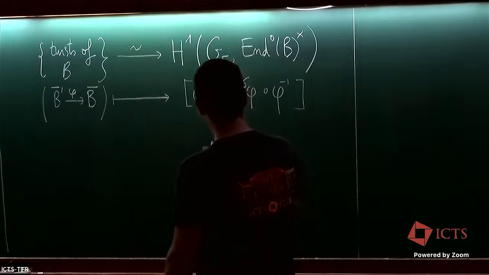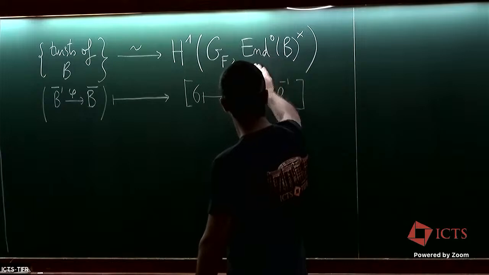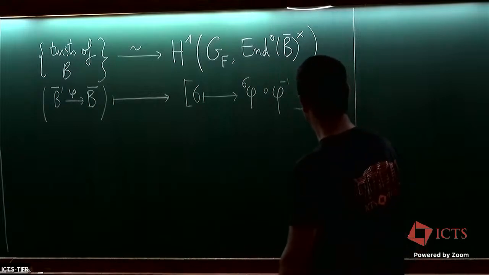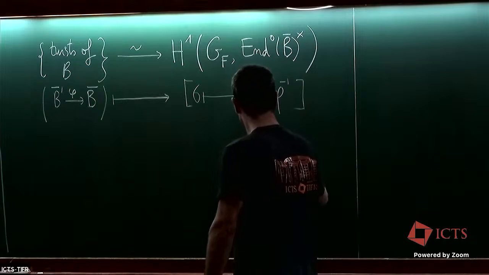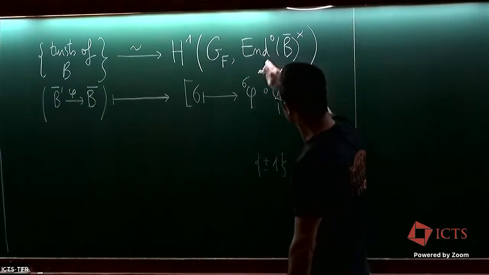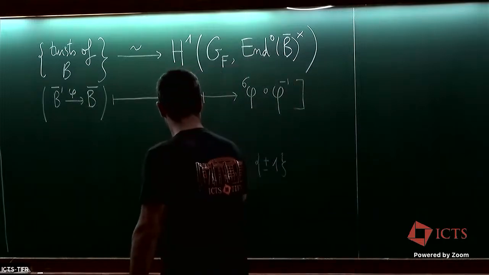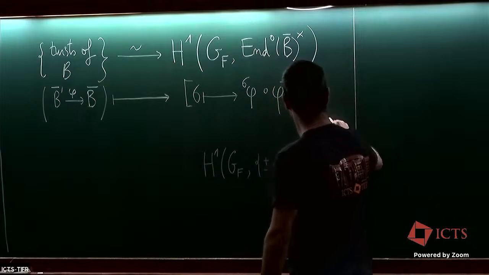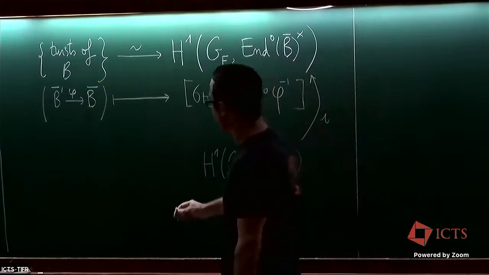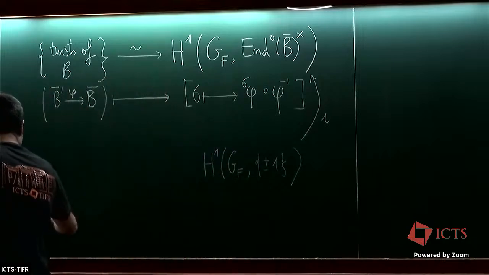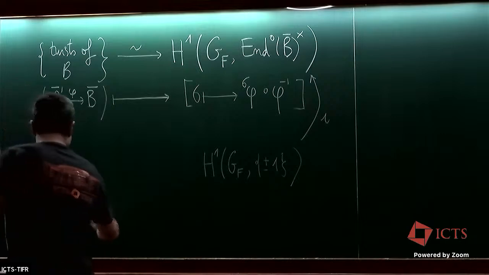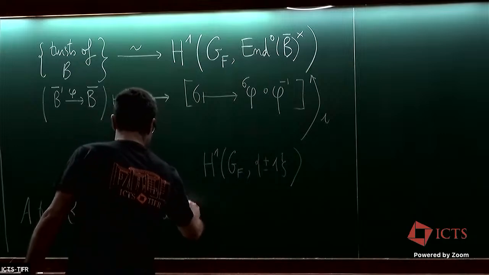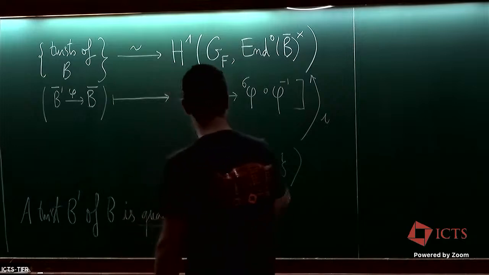Good. So the next thing I want to do is observe that inside this geometric endomorphism algebra, I can find plus and minus the identity. And this injection induces a map of cohomology spaces, H1 of G_F in here. Let me call this map iota. And then I will say that a twist B prime of B is quadratic if it lies in the image of iota.